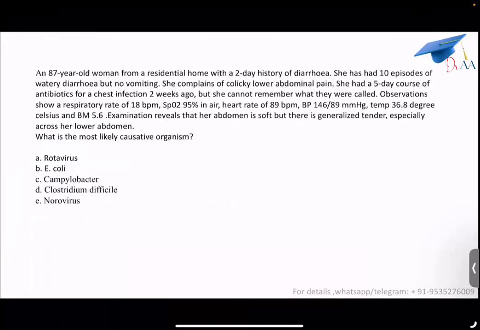We have an 87 years old woman from a residential home with a 2 days history of diarrhea. She has had 10 episodes of watery diarrhea, but no vomiting. She complains of colic abdominal pain. She had a 5 days course of antibiotics for a chest infection 2 weeks back, but she cannot remember what they called. Observation shows a respiratory rate of 18, saturations normal, heart rate normal, blood pressure in the normal range, slightly on the higher side. Temperature is normal, and blood glucose level is 5.6. Examination reveals her abdomen is sore, with generalized tenderness, especially across the lower abdomen. What is the most likely causative organism?